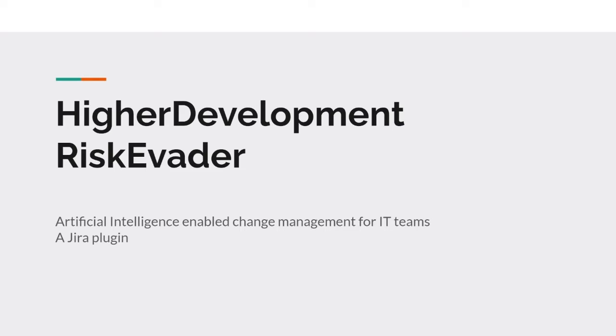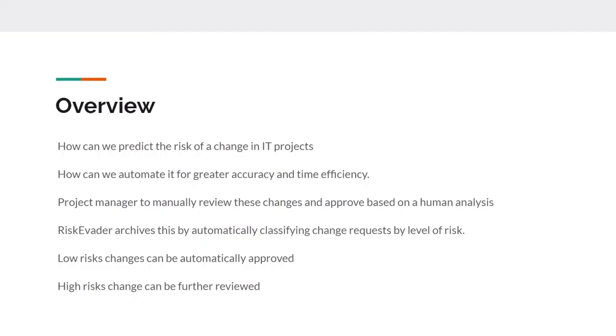platform. The core challenge is, how can we predict the risk of change in IT projects? And how can we automate it for greater accuracy and time efficiency? A change in an IT project could be a fix for a bug, a new feature, or even just a basic update. Currently, it falls to the project manager to manually review these changes and approve based on human analysis. This can be time-consuming and prone to human error.